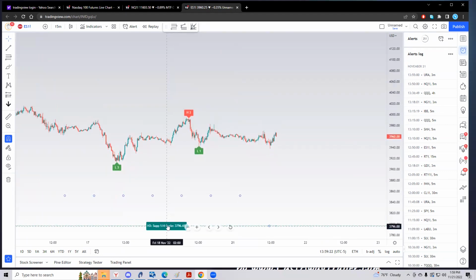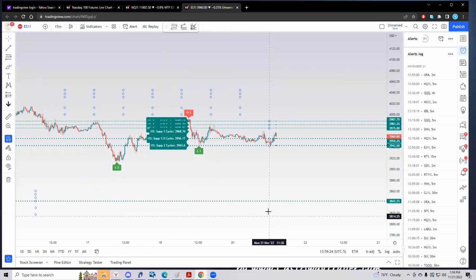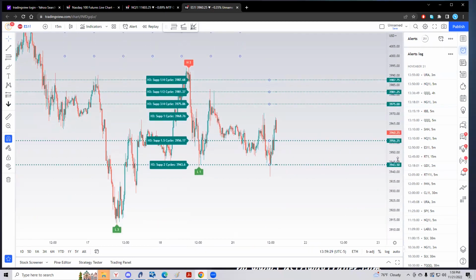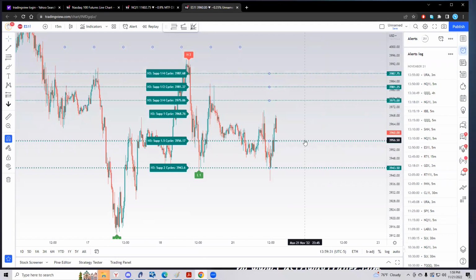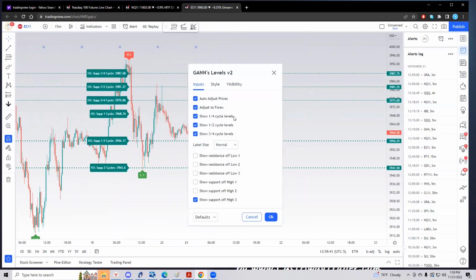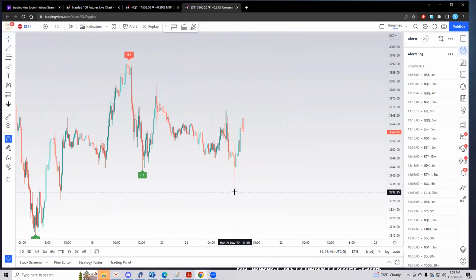It doesn't show. Let me adjust it. Recently, I added an auto adjustment function for Forex, and it seems like it works really well for futures as well. For example, when we looked at the core price, we didn't see any levels because the magnitude of that number is higher. You see, it's a 4-digit number.